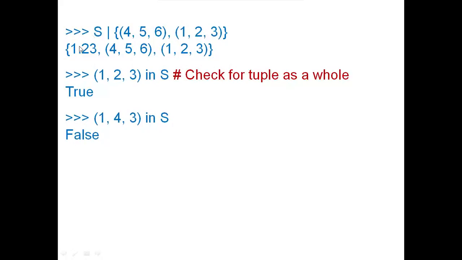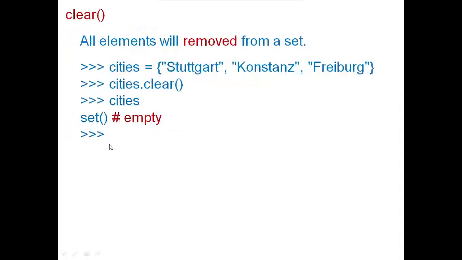So already S had 1, 2, 3. Now we will have 3 elements in this. Okay, 1, 2, 3, the first tuple and the second tuple. Now you can check like this as I show, but I cannot combine the elements in the tuples. 1, 4, 3 in S will return me false.